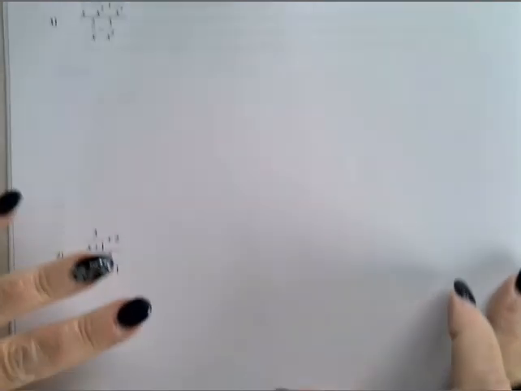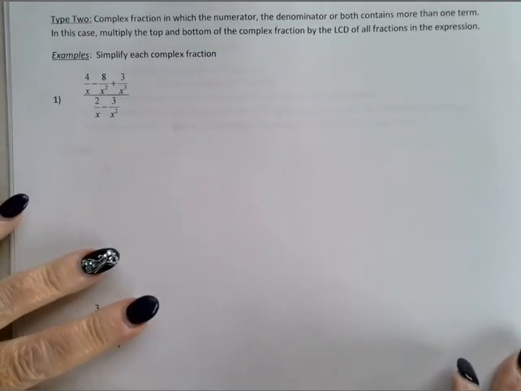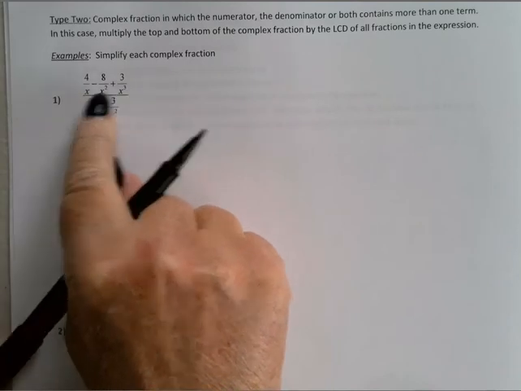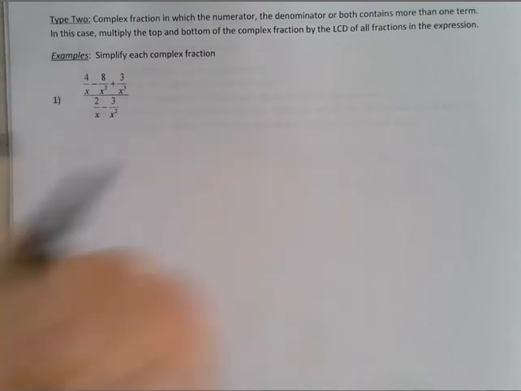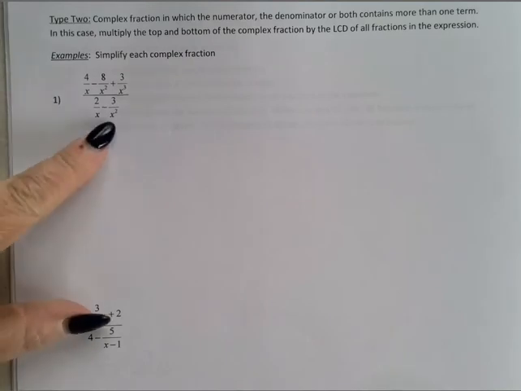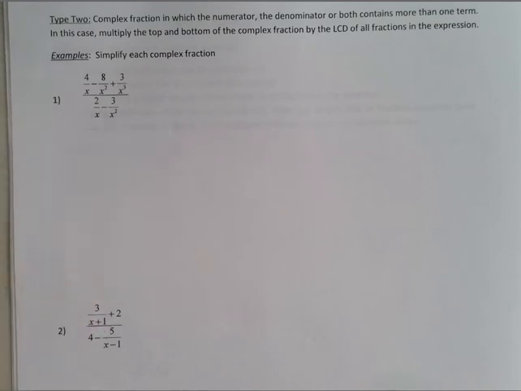In these problems, you'll notice that in the numerator, denominator, or both, there's more than one term. Here there's 3 terms. Here there are 2 terms. In that case, I cannot simply multiply by the reciprocal because I can't take the reciprocal of 2 terms at the same time. Instead, there are a couple of options.